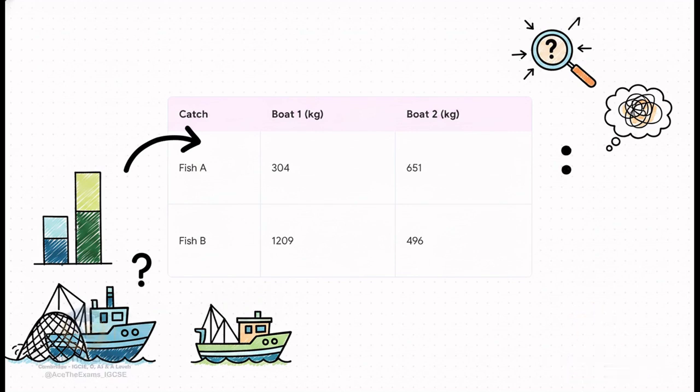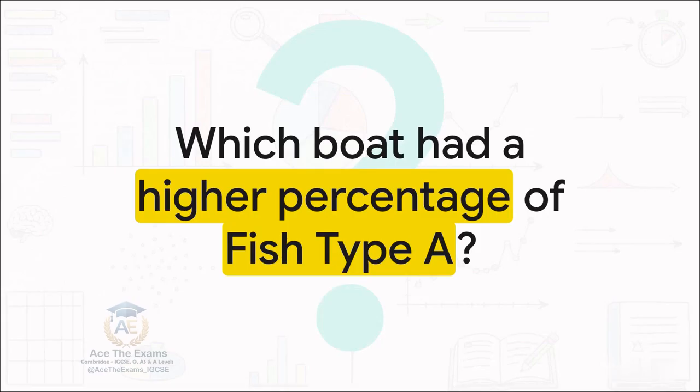If I ask you, which boat caught the most of fish type A, you can look at the raw numbers. Boat 2 caught 651 kilograms, which is clearly more than 304. Boom, easy 1 mark. But Cambridge 0580 papers don't stop at the easy 1 mark. They layer the complexity. I want you to scan this data and think about proportions, because the next question is designed to trap you. The question asks, which boat's catch had a higher percentage of fish type A?